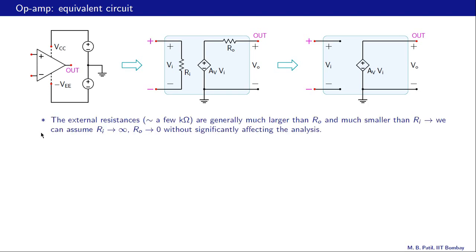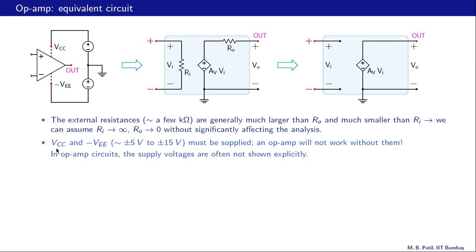Let us make a few points. First, the external resistances that we're going to connect outside the op-amp are of the order of a few kilo ohms, and they are generally much larger than RO, the output resistance here of the op-amp, and much smaller than Ri, the input resistance of the op-amp. And therefore, with respect to these external resistances, we can assume that Ri is infinity and Ro is 0. And we can do that without significantly affecting the analysis. And that is what we have shown over here. Ri is infinity and Ro is 0.